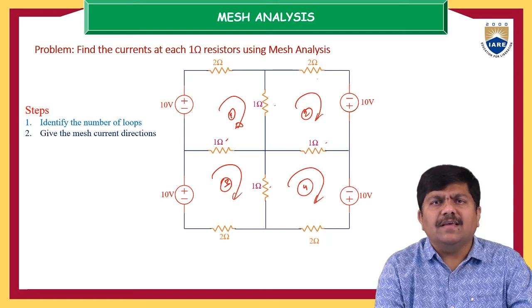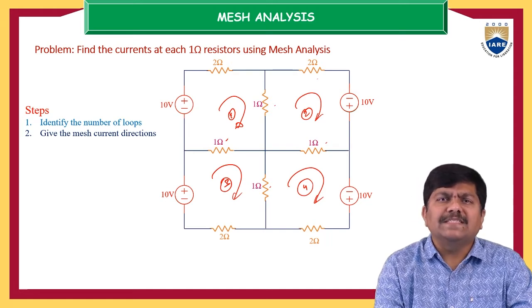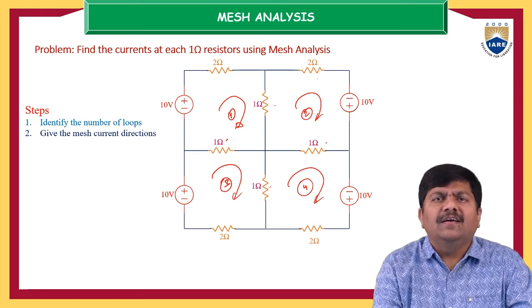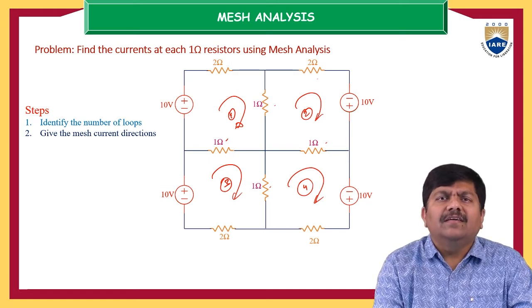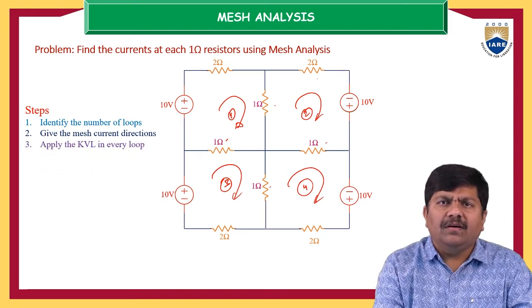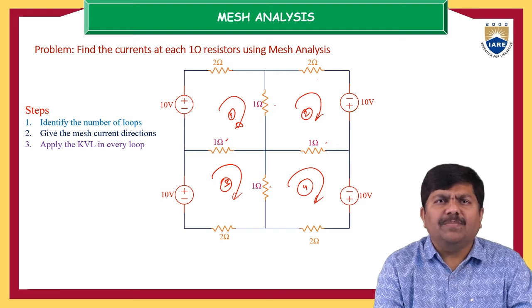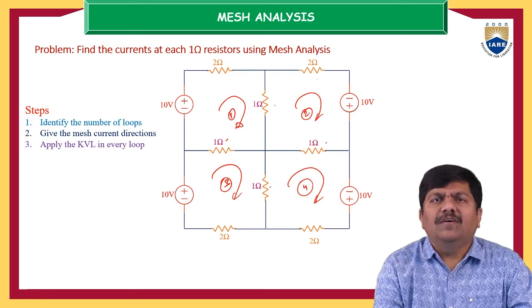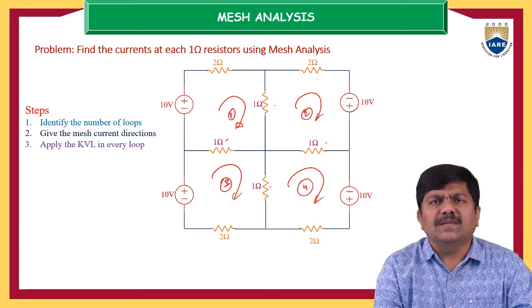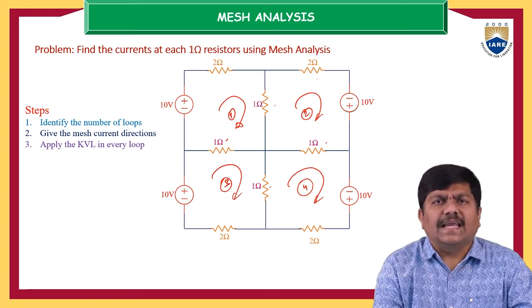So the first step is identifying the number of loops, and the second step is marking the mesh currents and identifying the number of mesh currents required to simplify the electrical circuit. The third step is to apply KVL in every loop. There are 4 loops. In the first loop, apply the KVL and simplify the electrical network. Similarly, that holds good for the second loop, third loop and fourth loop also.